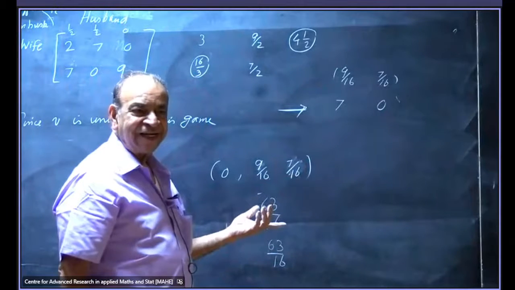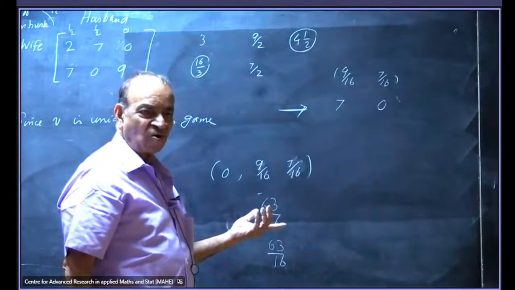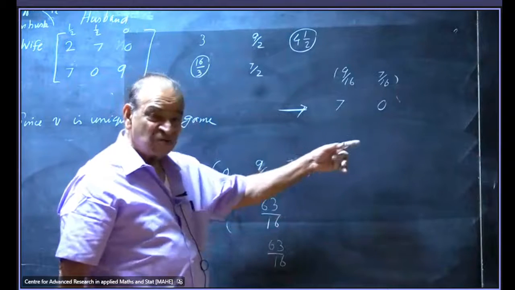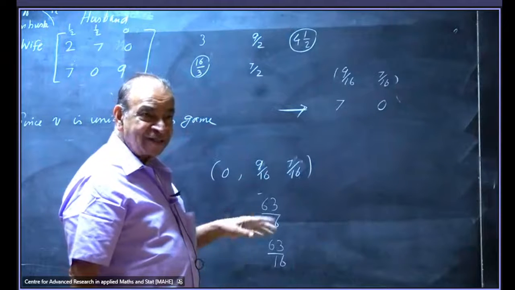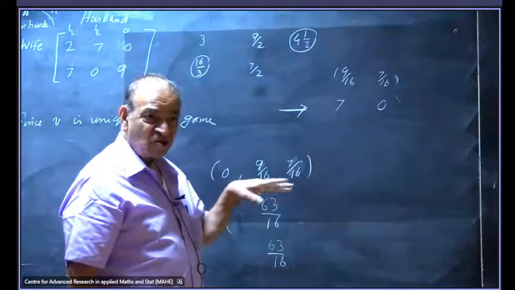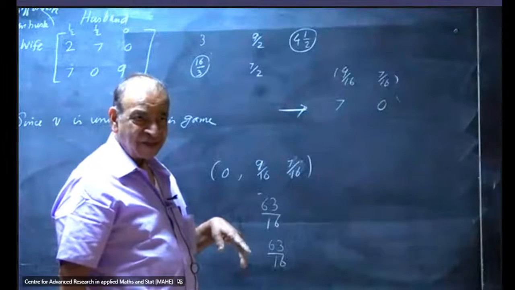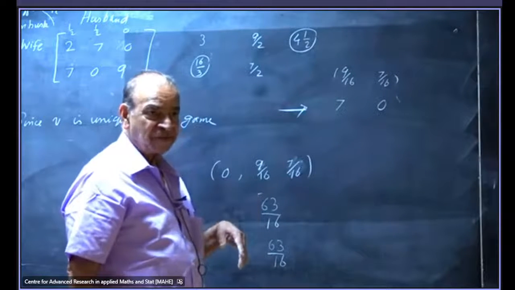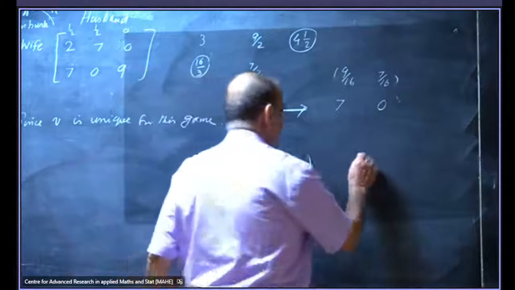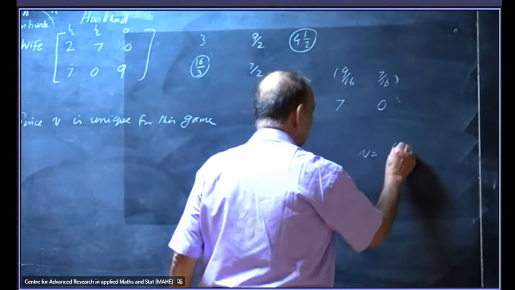This is slightly less than 4. The previous one was 4 and a half. This is slightly less than 4. And this guarantee is independent of which row she chooses. Okay? In fact, this is the value of the game. In fact, the value of the game B is 63 over 16.